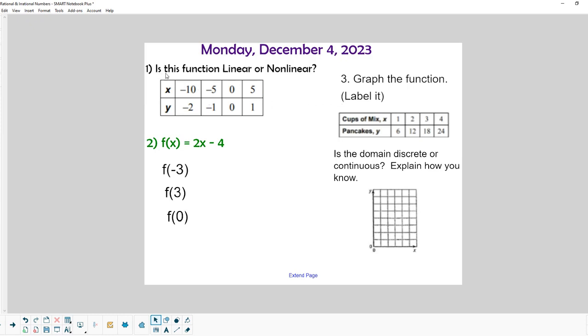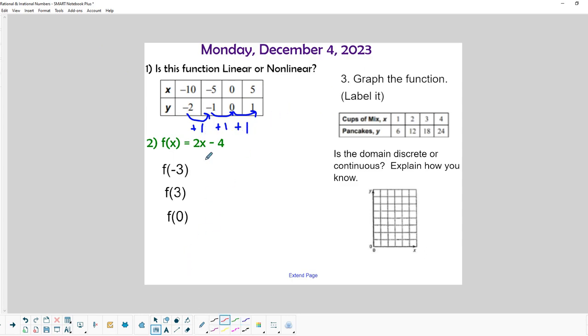So the first question is this function linear or nonlinear? And if you'll remember, we can tell if it's linear if it has a constant rate of change in the x direction and in the y direction, meaning that it would just have a linear slope. So let's look in the y direction. The change in y to go from -2 to -1 would be a +1. To go from -1 up to 0, that would be another +1. And to go from 0 to 1, another +1. So in the y direction, as we move up this set of ordered pairs, we're jumping up by 1.